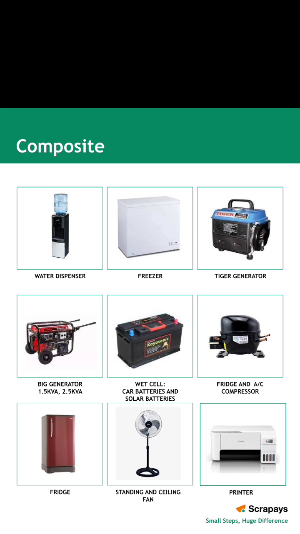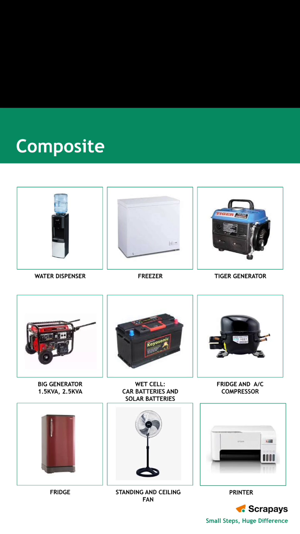So those are composite items, commonly the household items that we use, right? Your water dispensers, your freezers, your Tiger generators, your big generators, your wet cell batteries. Okay, so when you shake a battery and it has some type of water inside, moving around, that's how you know it's a composite item. If there's no water, if it's not moving, it means it falls under dry cell and it's a per kilo material.